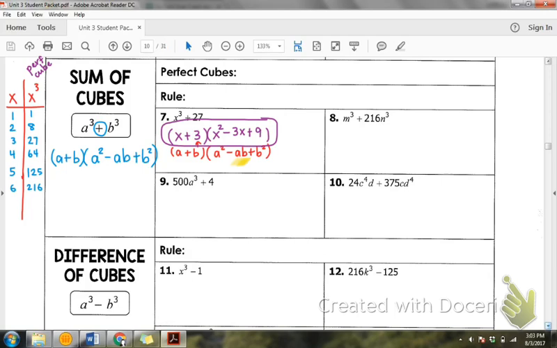Let's do another one. Let's do 8. First of all, is there a greatest common factor in number 8? Yeah. I want you to think about that before you just say yeah. Oh, no. They don't have anything in common, right? Are all three of those things, m cubed, 216, and n cubed, are they all perfect cubes? Yes. Okay, and it's addition. All right, so let's go ahead and write our formula first. While we get used to it, please write your formula.